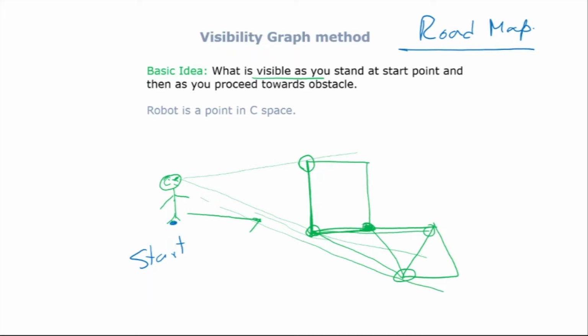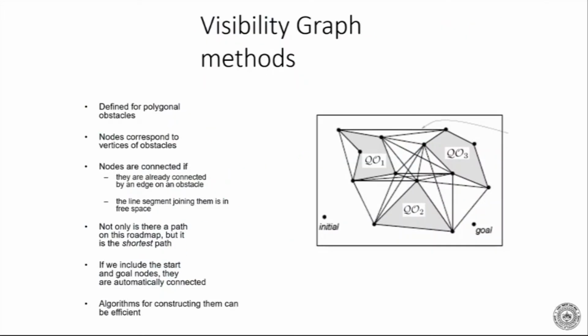So this basically means that the robot is a point in C space. You stand and see, which is very easy to understand. Whenever you see a vertex, you know there's an obstacle, and the obstacle has a vertex. So you go to that vertex and then you see again: what more can you see? Then you connect all of these vertices by straight lines, and that is where you get your collection of paths. Now, the visibility graph method is defined for polygonal obstacles.